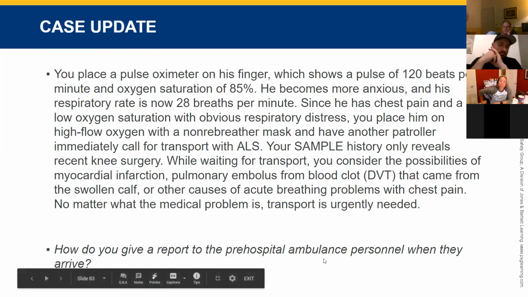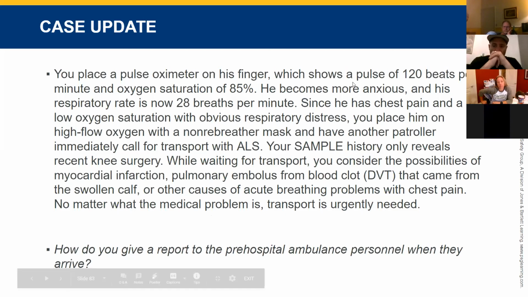So how do you give a report to the pre-hospital ambulance personnel when they arrive? Who wants to try that? Remember, when we give a report, we talked about this last time, you want it to be concise, relatively efficient, but also comprehensive. So it's really a difficult thing to do well. You want to cover everything that should be included, and you want to trim as much fat as possible. So you're just trying to mention everything you think is important and not leave anything out. So what do you think is important about this patient? When you hand them off to the ambulance crew, what would you make sure to tell them because you think it's important?